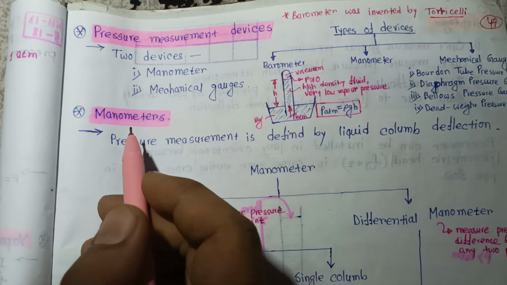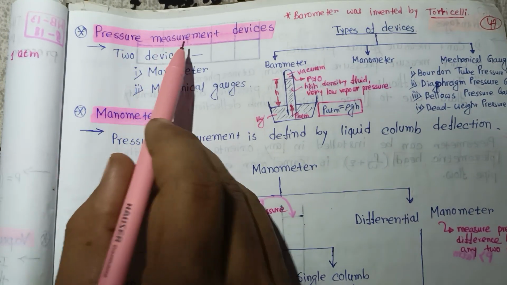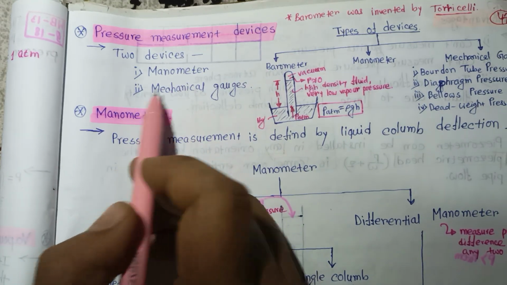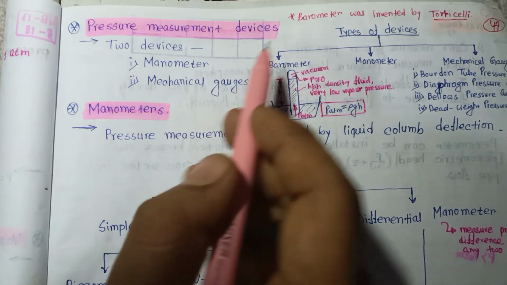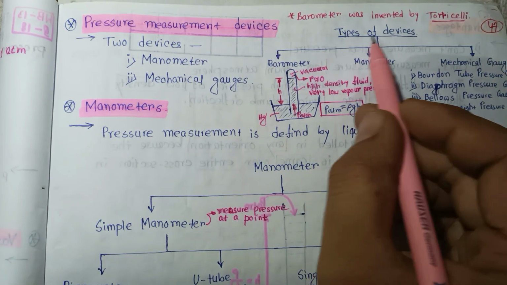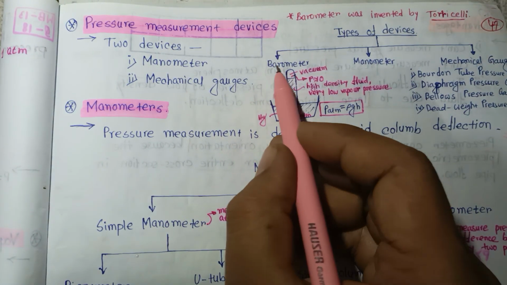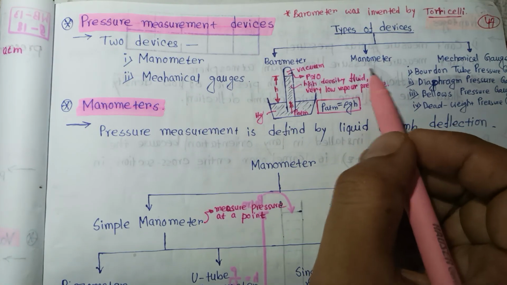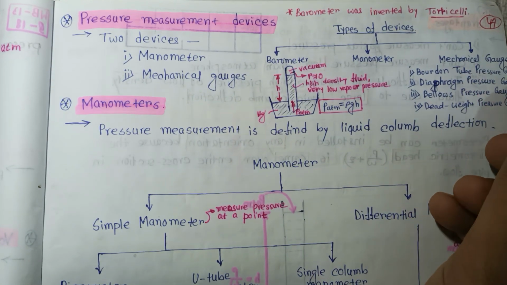So in this lecture we'll understand the pressure measurement devices. There are three types of devices here: a barometer, a manometer, and a mechanical gauge. First is the barometer, second is the manometer, and third is the mechanical gauge.